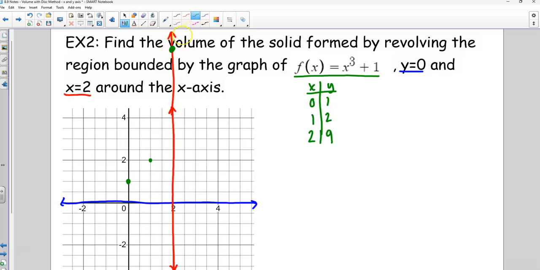There. I really need some more points, because I've got this here, but that doesn't connect to my x-axis, right? What other number should I plug in? Let's try negative 1. Negative 1 to the third is negative 1, plus 1 will give us a 0. So that will help us out here. So we are looking at this region here.